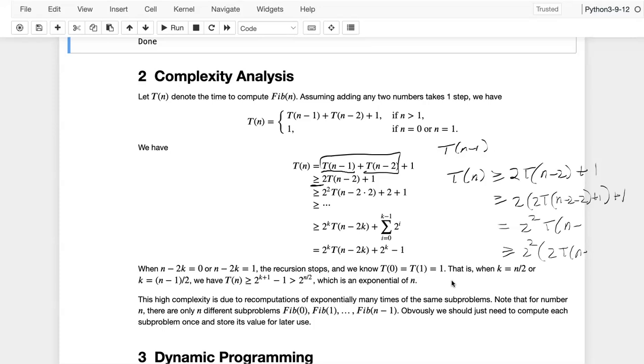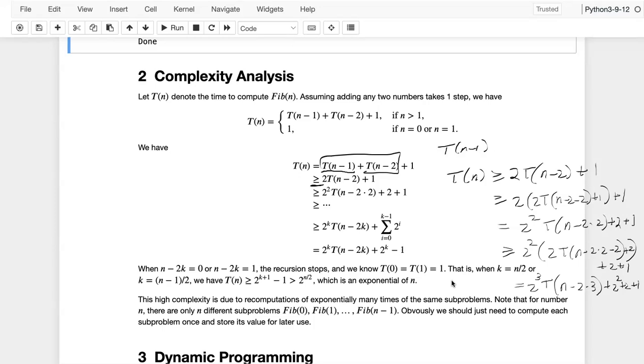So this is going to be n minus 2 times 2 plus 2 plus 1. And then this is going to be n minus 2 times 2 minus 2 again plus 2 and then plus 2 plus 1. So we simplify this. There will be 2 to the 3 times T of n minus 2 times 3, and then plus 2 to the 2 plus 2 plus 1.